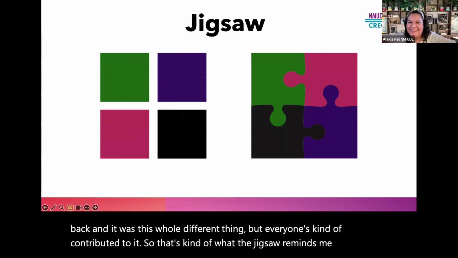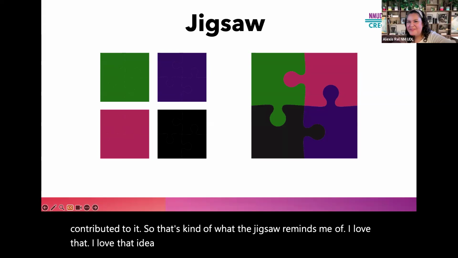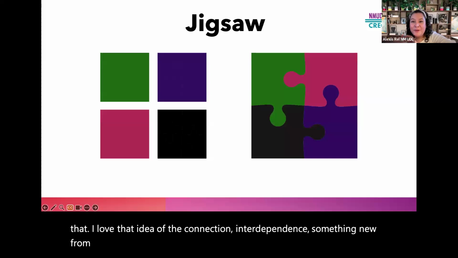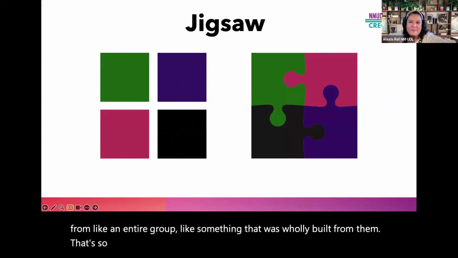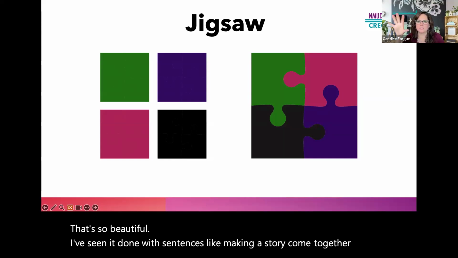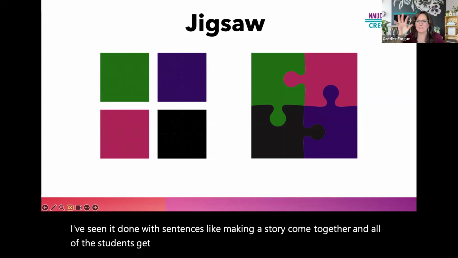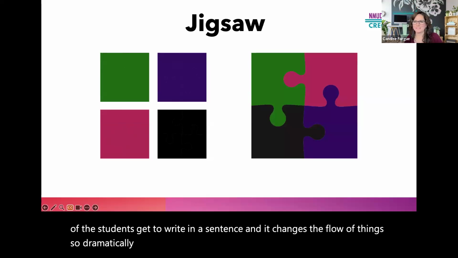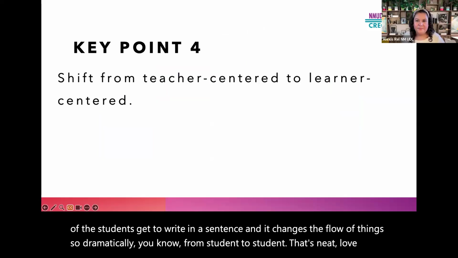I love that. I love that idea of the connection, interdependence, something new from an entire group, something that was wholly built from them. That's so beautiful. I've seen it done with sentences, like making a story come together and all of the students get to write in a sentence, and it changes the flow of things so dramatically, you know, from student to student. That's neat. Love it. I'd love to see the art. That'd be cool.